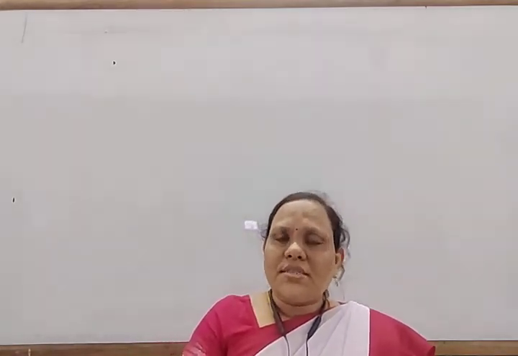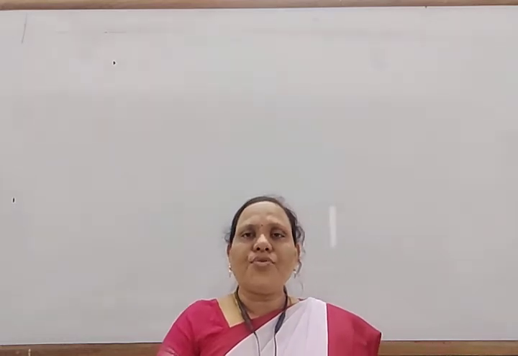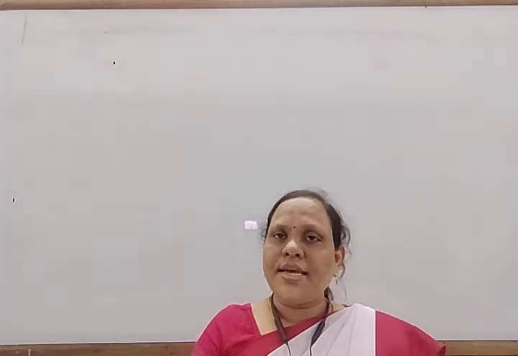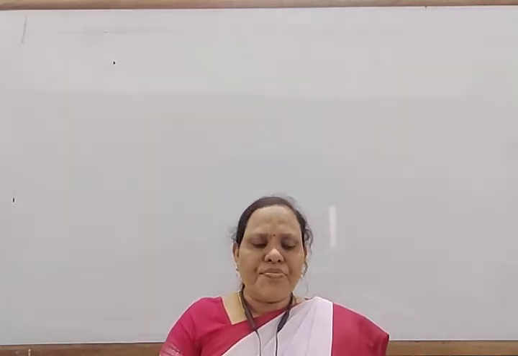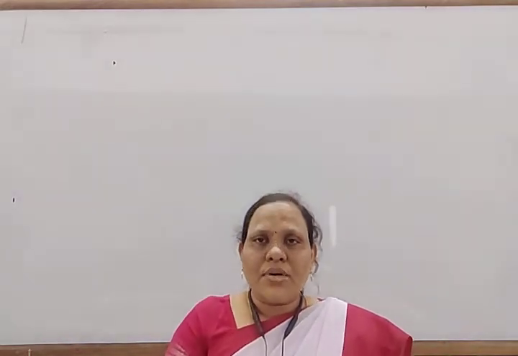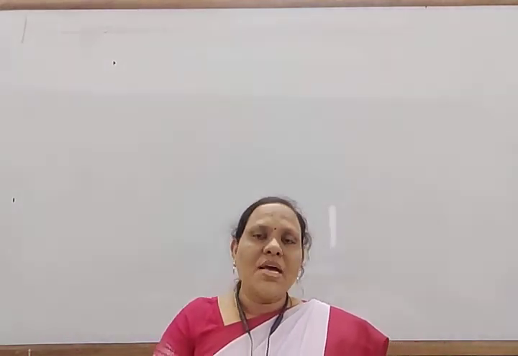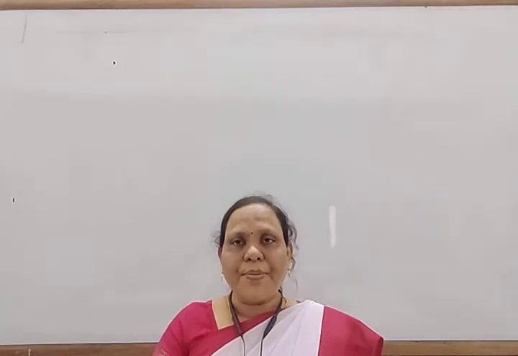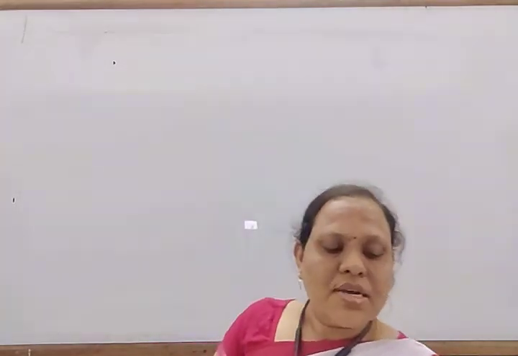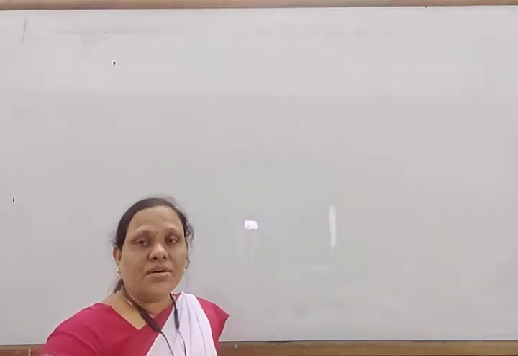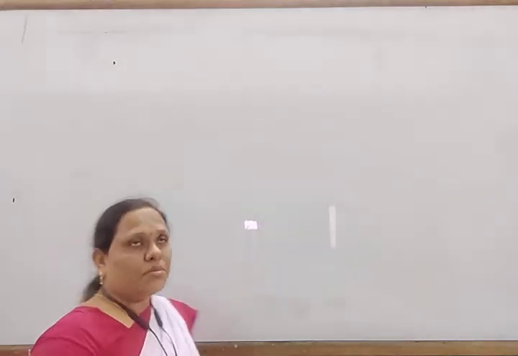Now, this oxidation number helps to balance a redox reaction. Actually, in most reactions loss of electrons and gain of electrons take place, so a redox reaction can be balanced with the help of oxidation number. So today we are going to discuss how to balance a chemical equation by the oxidation number method.